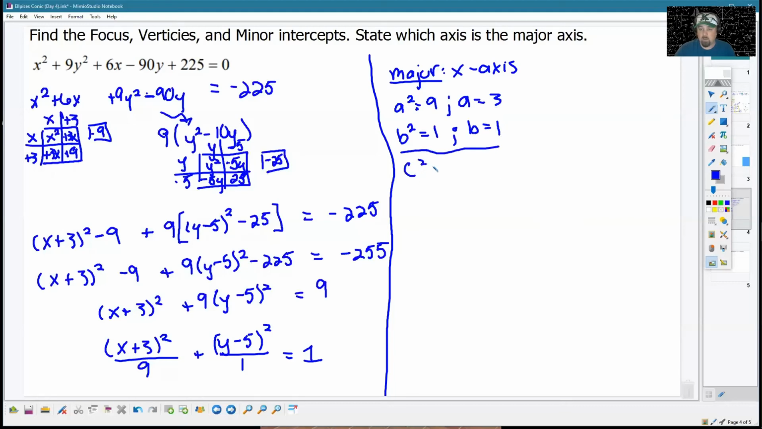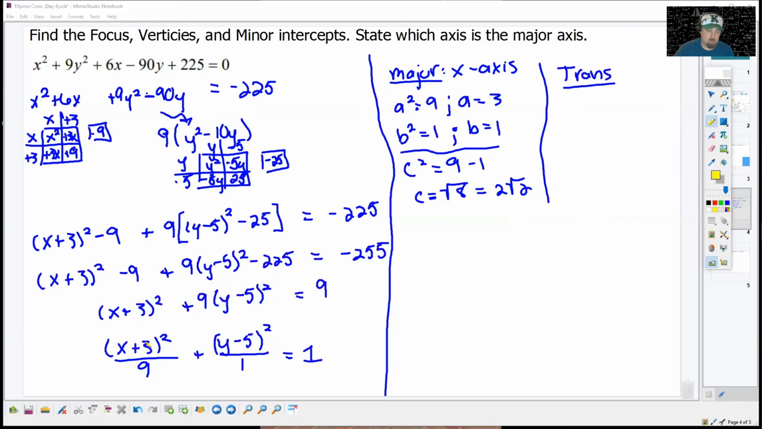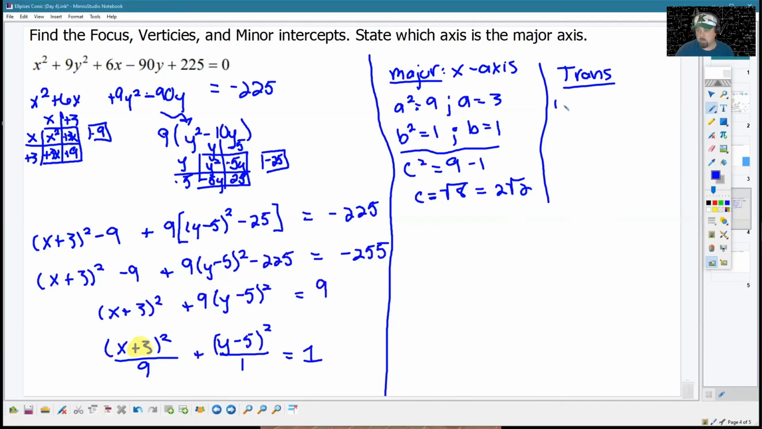And we're going to do a little bit of math here. C squared is going to be 9 minus 1. So c is the square root of 8, which is 2 root 2. Now let's list our transformations up here so we don't forget about them. So our transformations that come from this: the plus 3 attached to the x is going to move us left by 3. So that means we're going to take the x's and minus 3. And then that minus 5 attached to the y is going to move us up by 5. So we're going to take all the y values and add 5 to them.